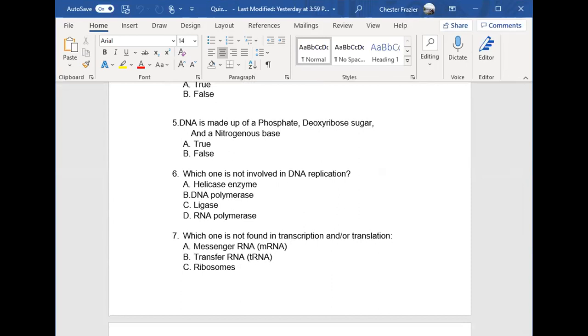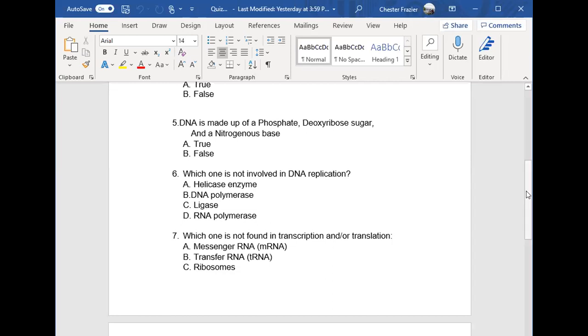So when it comes to DNA replication, which one of the following is not involved? Question 6, not involved in DNA replication. There's a helicase enzyme. These are all real enzymes. A DNA polymerase, a ligase, and an RNA polymerase. Which one of those is not involved in DNA replication? RNA polymerase. Yes, the RNA polymerase. So the polymerase is involved in transcription of RNA.